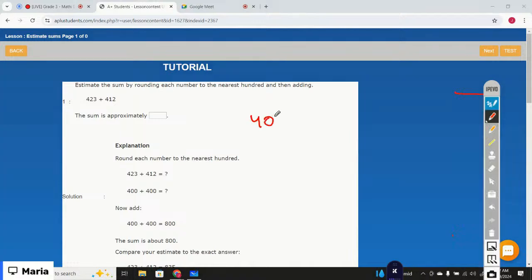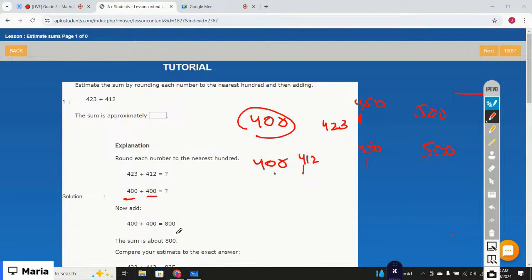423 is between two hundreds, 400 and 500. But 423 is less than the half of both the numbers, right? That is less than 450. So it would be rounded off to 400. Same for 412. 412 is between two hundreds, 400 and 500, right? Here you have the half of 450, but 412 is near to 400. So it would be rounded off to 400.